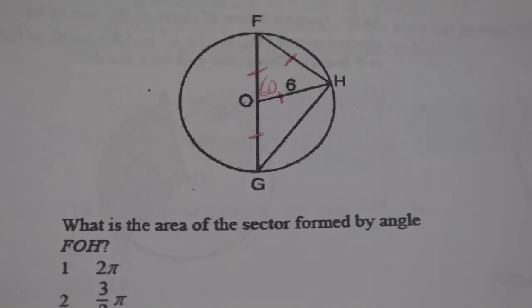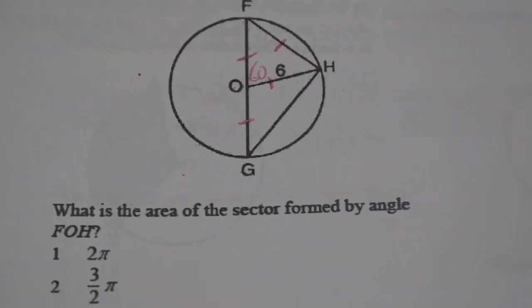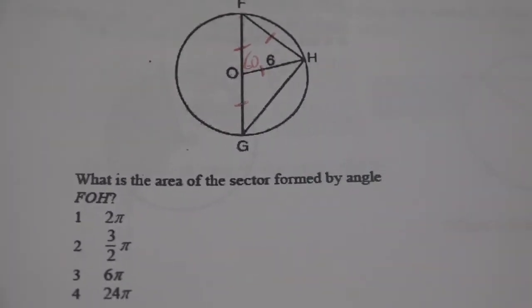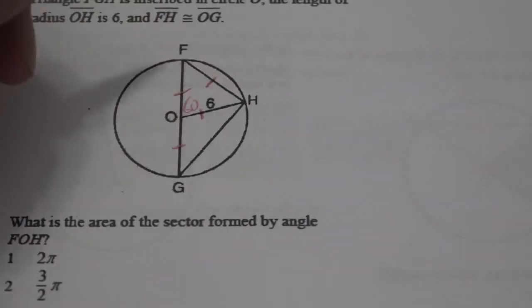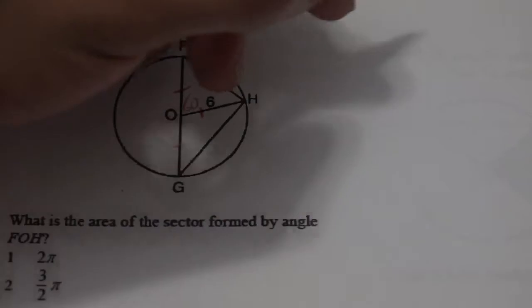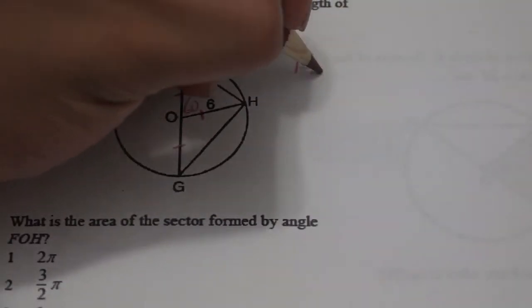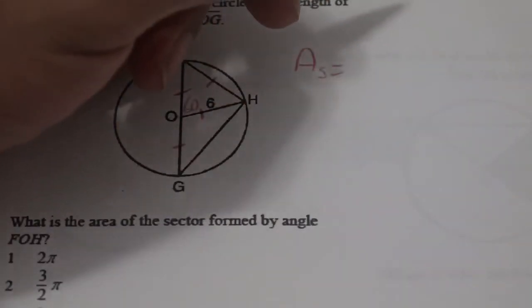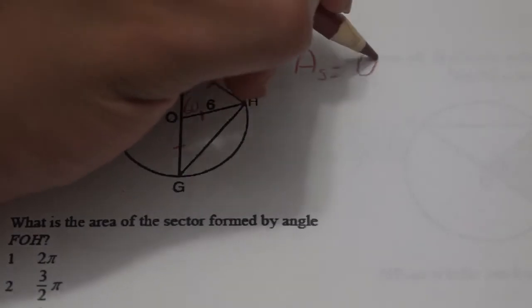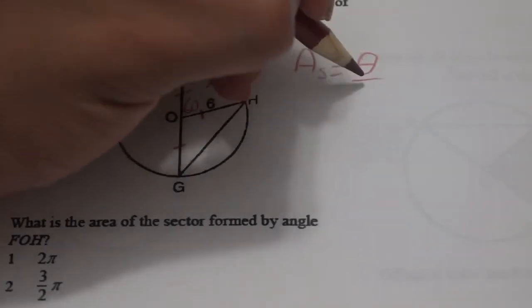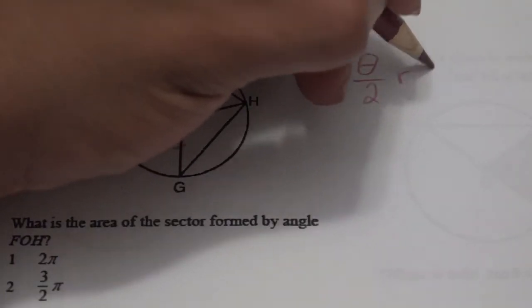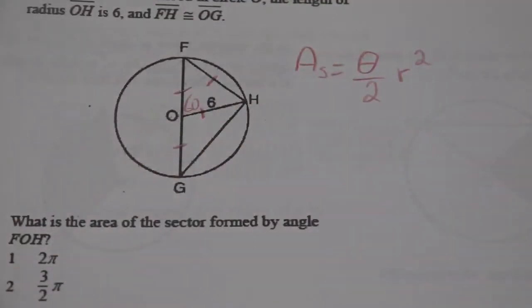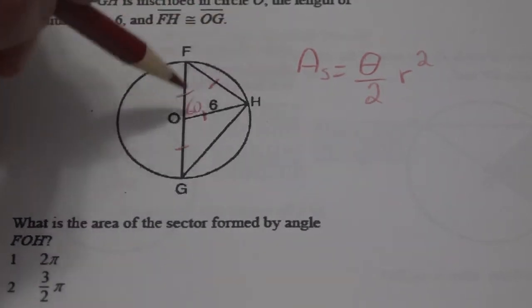Okay, now let's figure something out. They want to know the area of this sector. So that means that I have to use the formula. Area of the sector is equal to, and I don't remember, I think it's the angle theta in radians over 2 times r squared. Right? Now, the angle is not given to me.